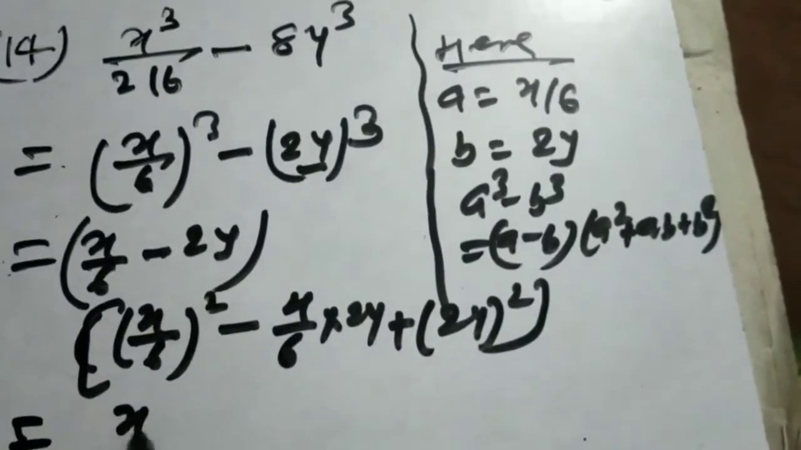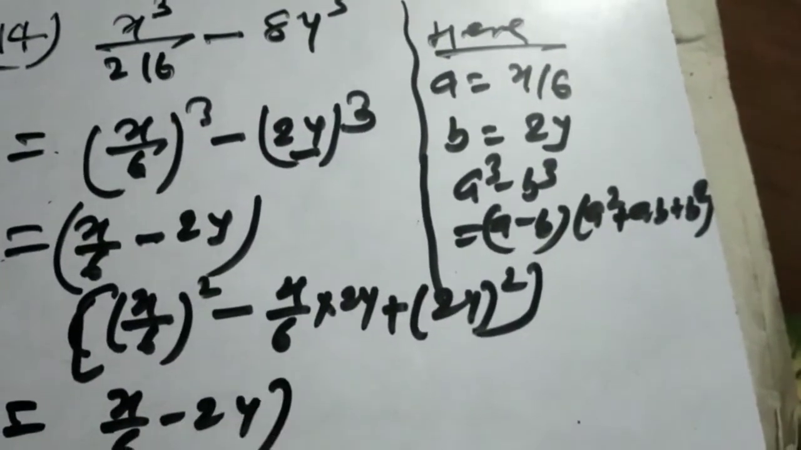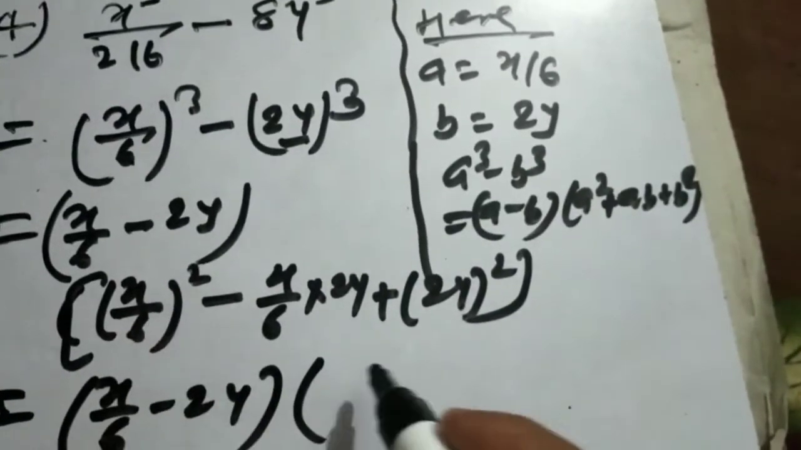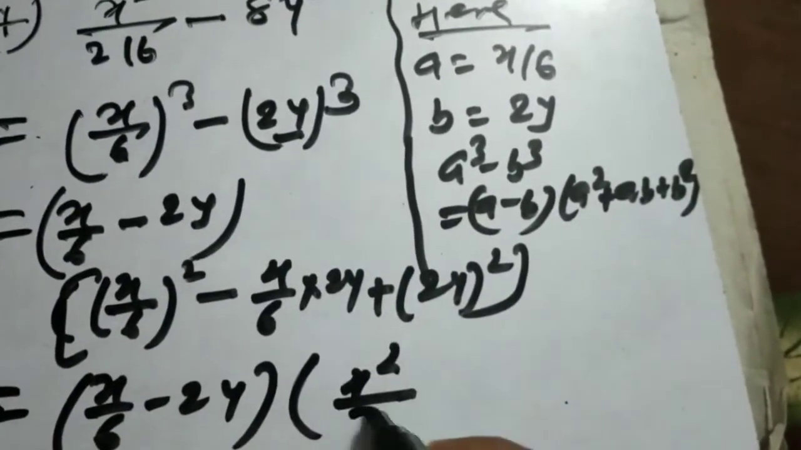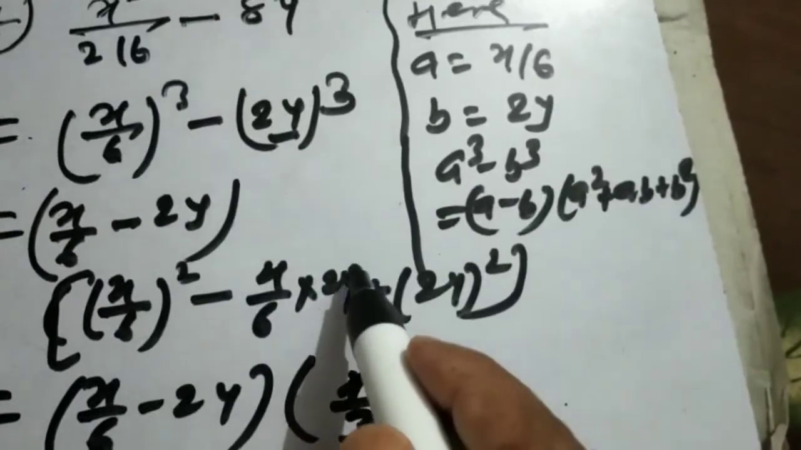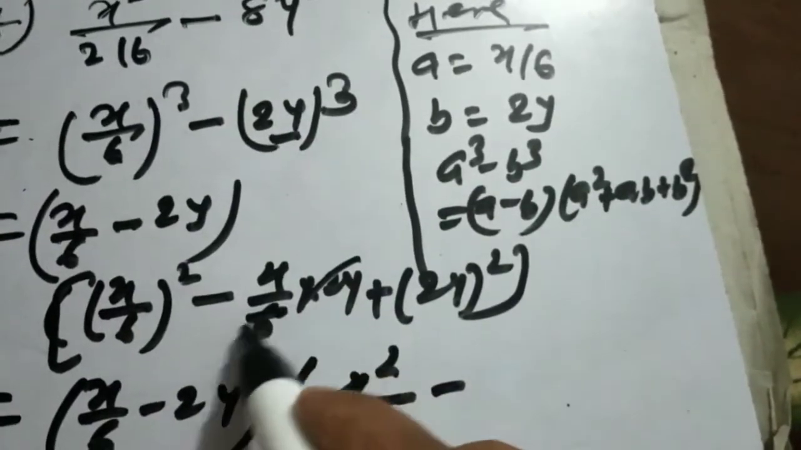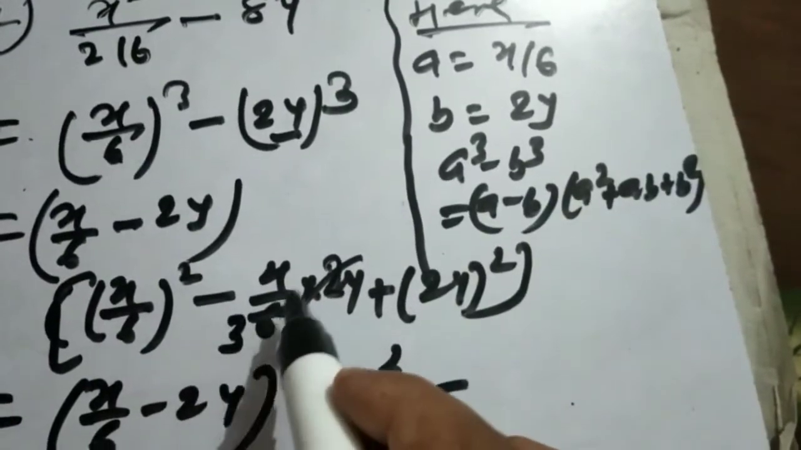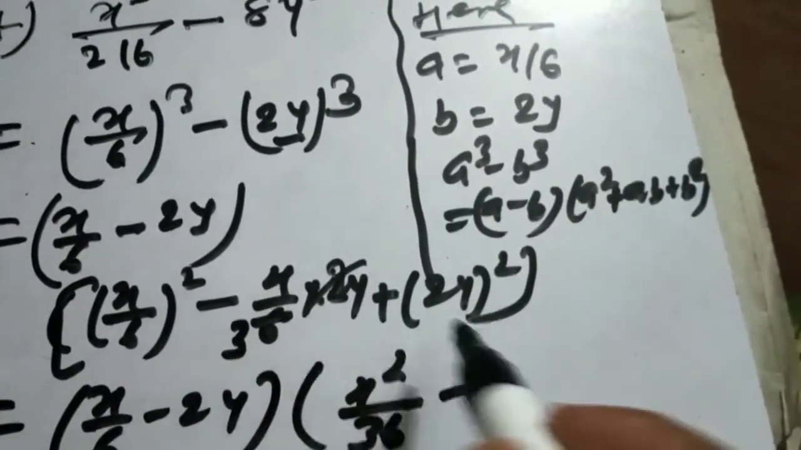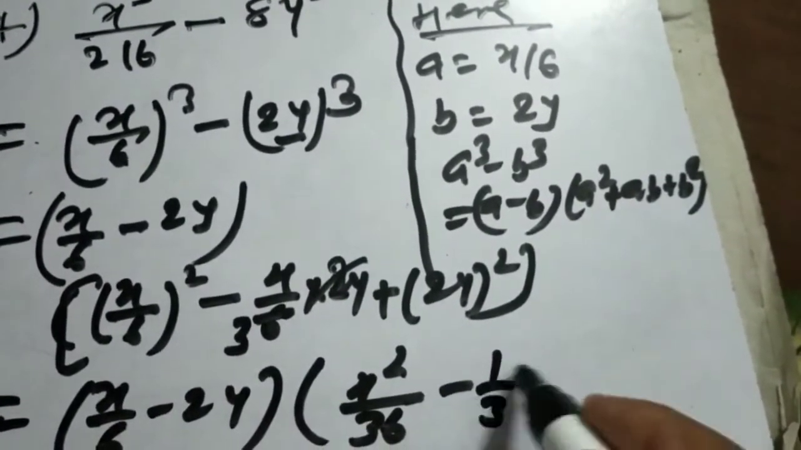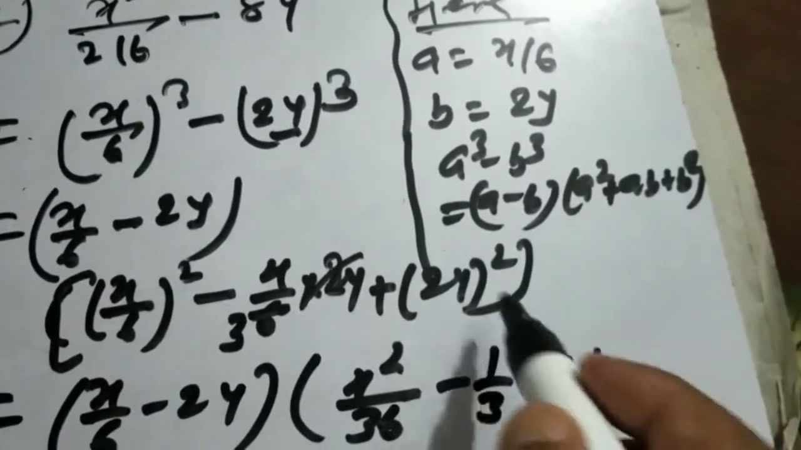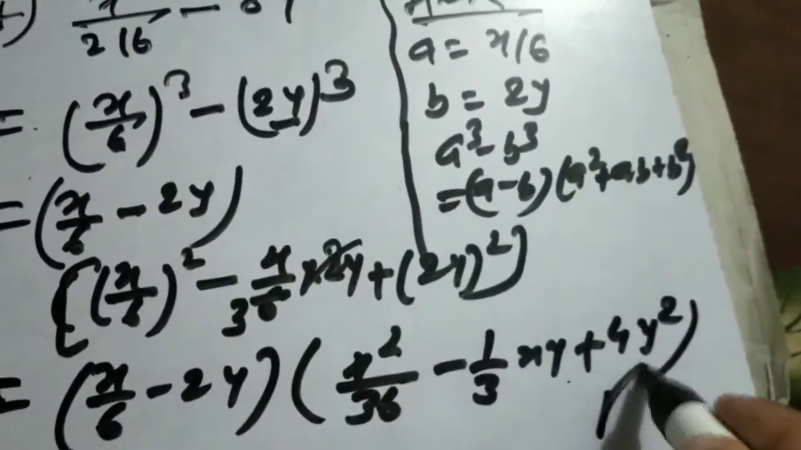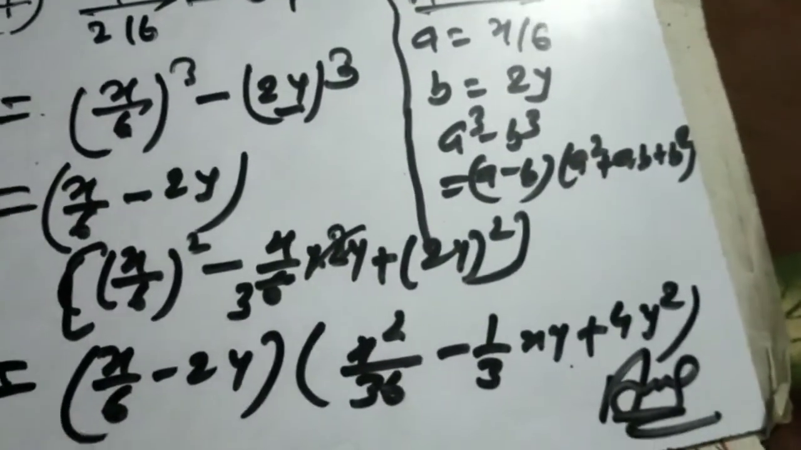Then x upon 6 minus 2y, multiplied by x square upon 6 square, which will be x square upon 36, and the 6 will be cancelled by 2 in 3 times. So we are left with xy upon 3, or 1 upon 3 xy, and plus 2y the whole square will be 4y square. This is your answer.